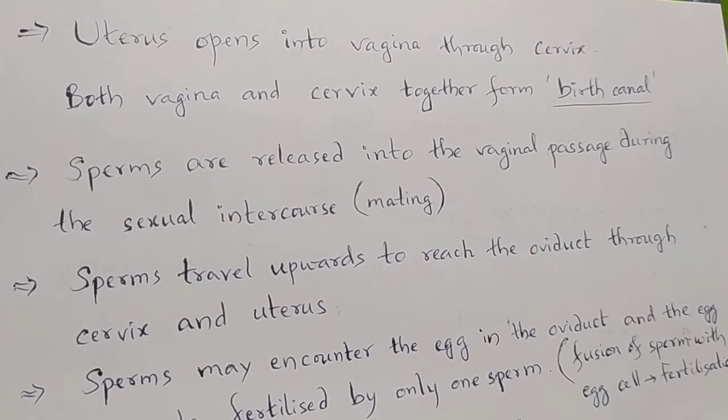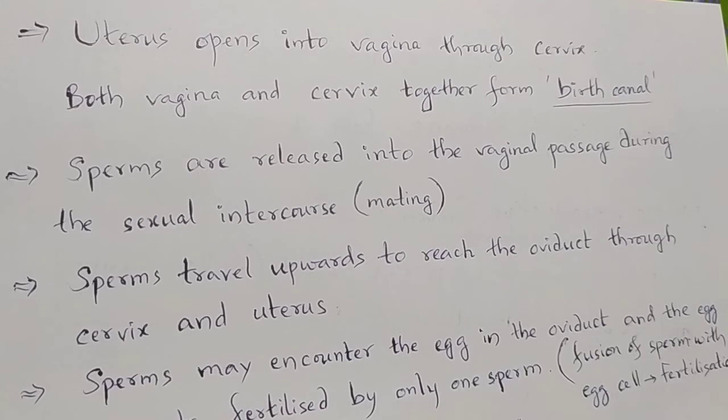During childbirth, the baby is delivered, or the birth of the baby takes place, through this channel or canal. So only it is called the birth canal. So which parts form the birth canal? Cervix and vagina. Okay. Do they serve only that purpose?